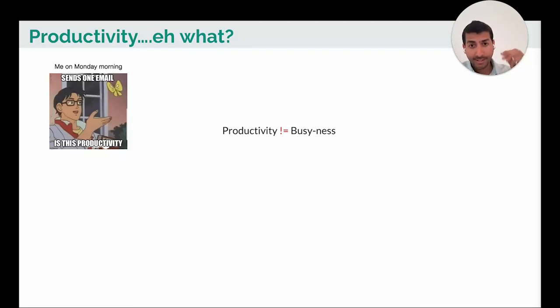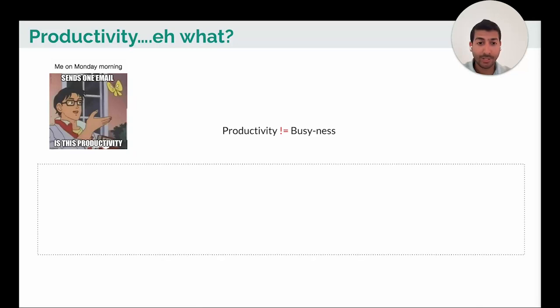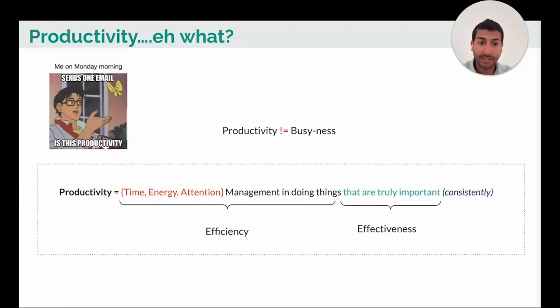So here's my perspective, right? And I've tried to put it in a formula to try and capture the essence of what I'm trying to call out here. Productivity is a measure of consistently getting the important things done. Regardless of what you're working on, only a few things are truly significant, right? When you think about it. And there are two aspects to this. There's efficiency and then there's effectiveness.